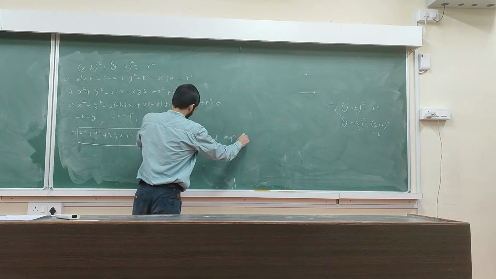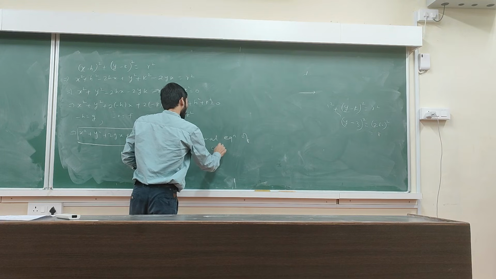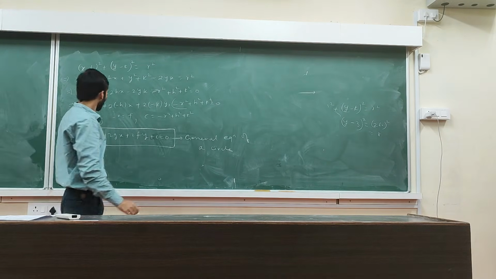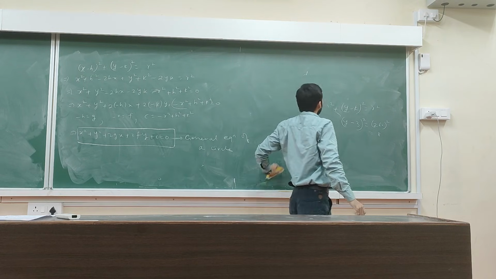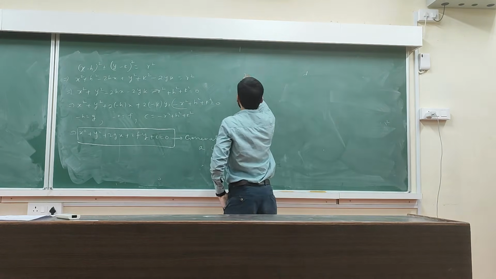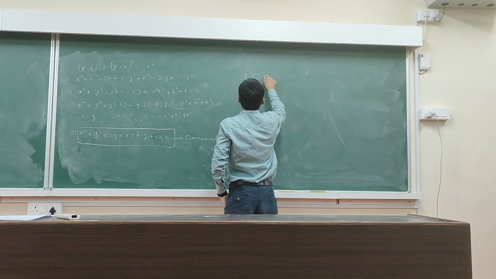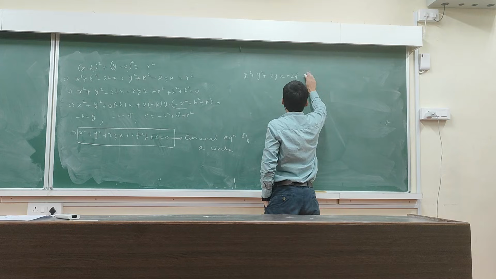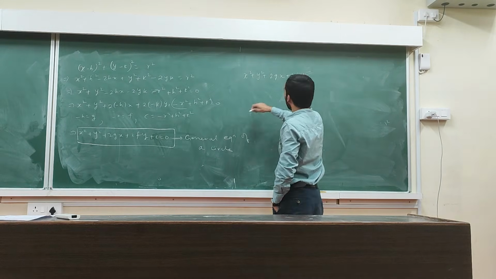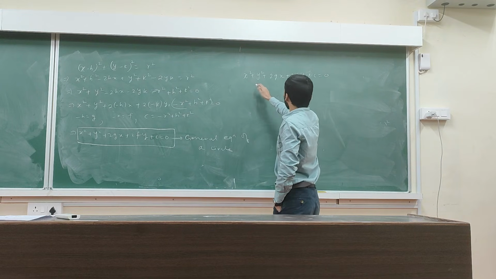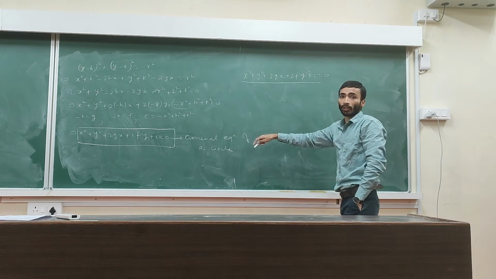General equation of a circle. So now see, if you are given this equation, x square plus y square plus 2gx plus 2fy plus c is equal to 0, you can directly find its center from this.